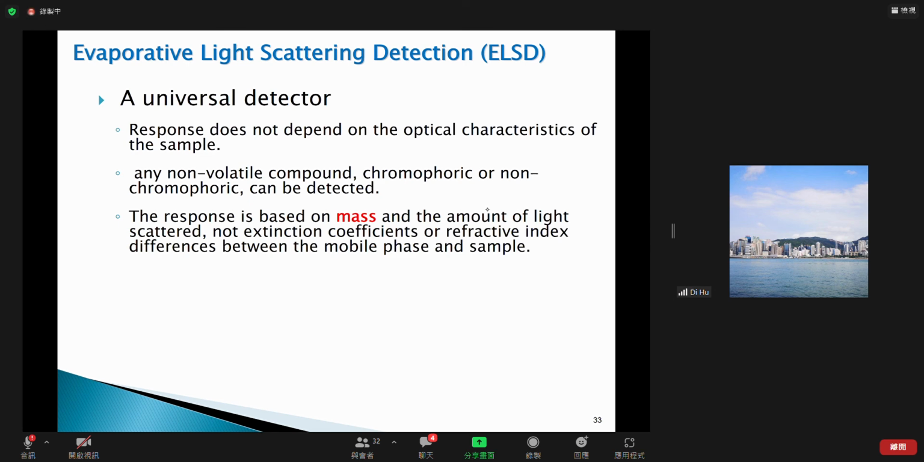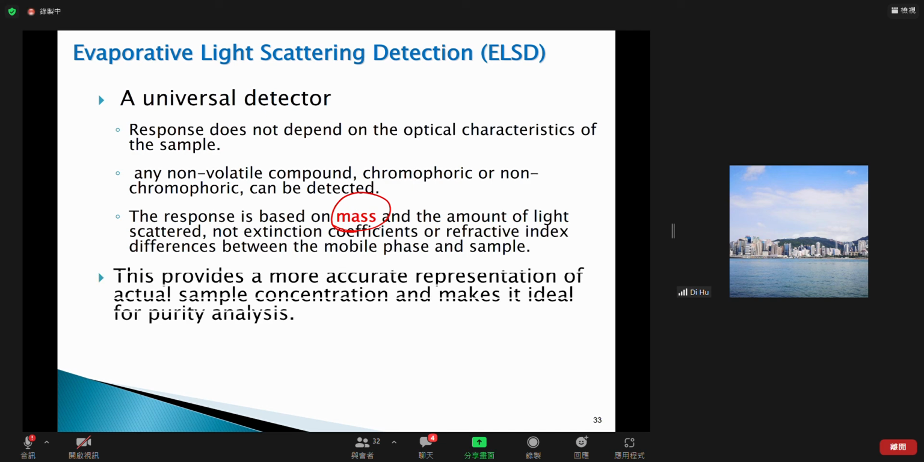That is good for polymers. Polymers are really large, so they are non-volatile, right? Okay, good. And the response is based on mass and the amount of light scattered, not really the extinction coefficient or the refractive index difference between the mobile phase and sample. It's just whatever light is scattered, so it's basically based on mass. How much of the particle shows up there, and how much light can be scattered. So it provides a more accurate representation of the actual mass concentration.